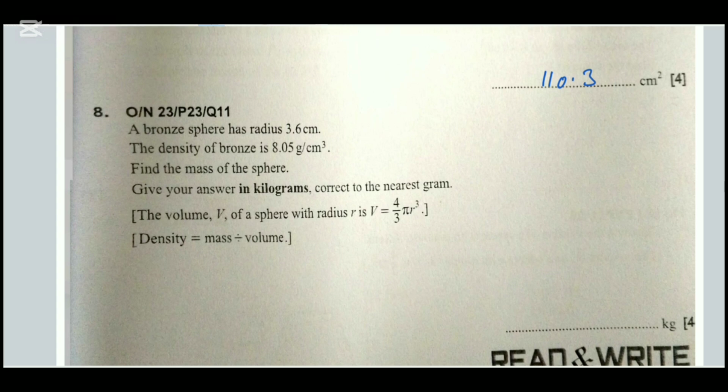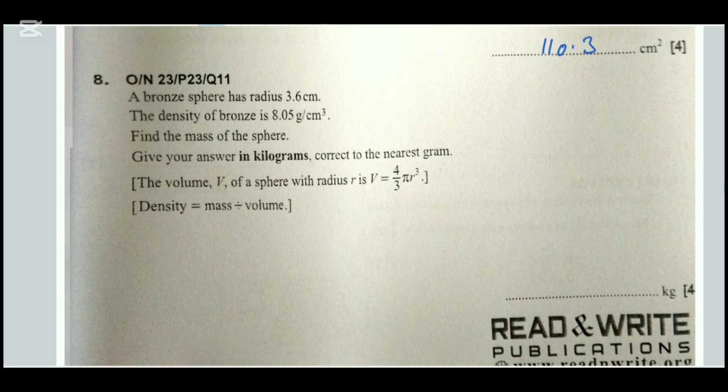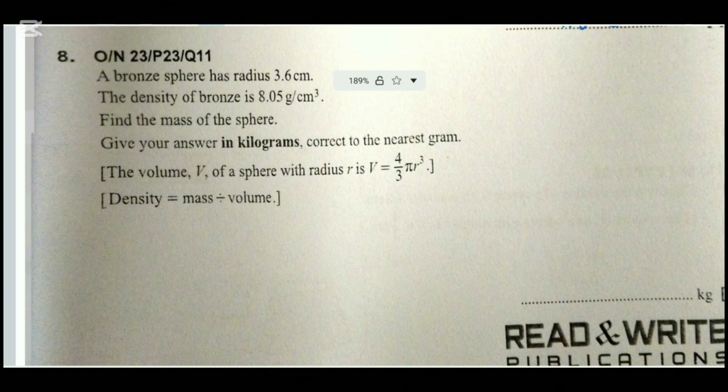Okay, question number 8. Next question: a bronze sphere has radius 3.6 centimeter. The density of the bronze is 8.05. Find the mass of the sphere. Give your answer in kilograms correct to the nearest gram. So here what we are going to find is the mass.